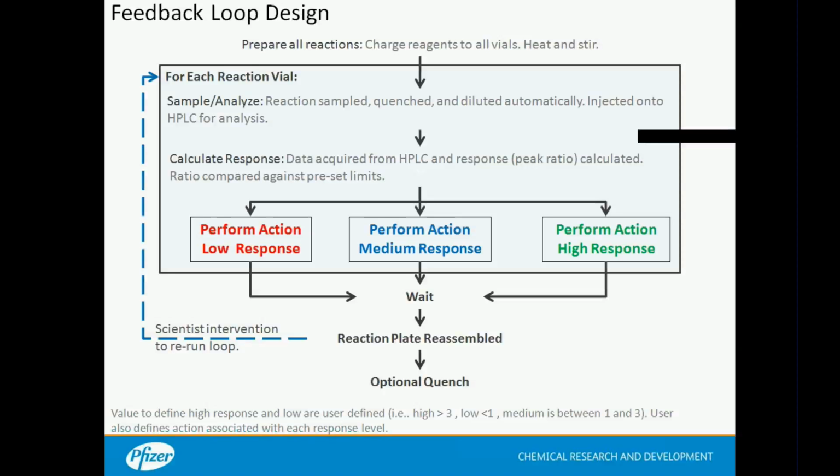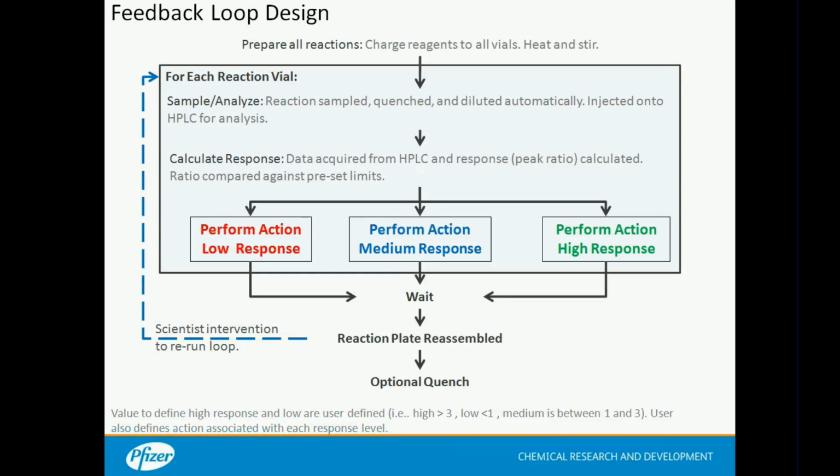So let's take a look at the feedback loop all on one slide. We're going to start by preparing the reagents. This is charging reagents to the vials, heating, and stirring. And then each vial from there is treated separately. After the appropriate amount of time, it's sampled, quenched, diluted automatically, and injected onto the HPLC. A response is calculated, just like we were talking about, from the peak ratio. And then the instrument will perform a response based on that ratio.